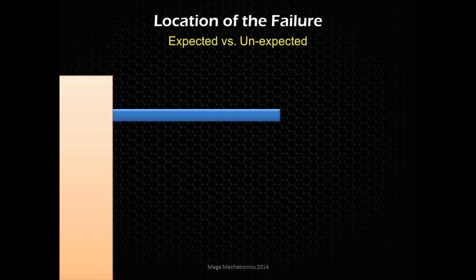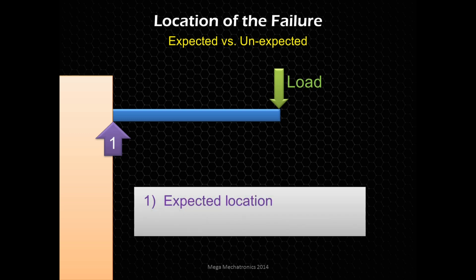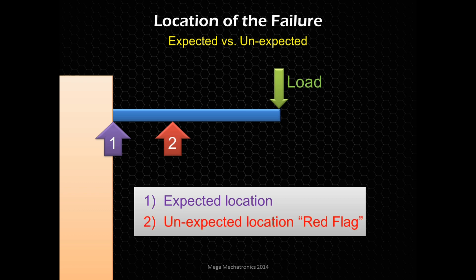So let's say we have a fixed structure with a bar that's attached to it, and we apply load to this. At the point where it attaches to the fixed structure, that's where we would expect it to fail, because that's where the max stress theoretically should be on a type of load like this with a bar. However, if the bar fails at this other point, that's unexpected. We didn't expect it to fail there. We expected it to fail at the first point.